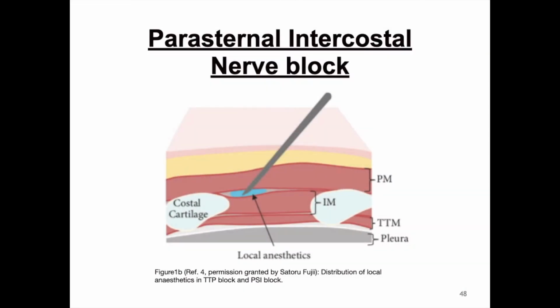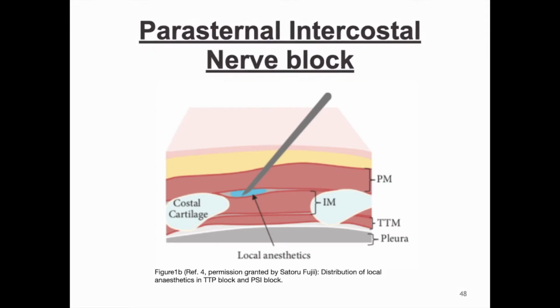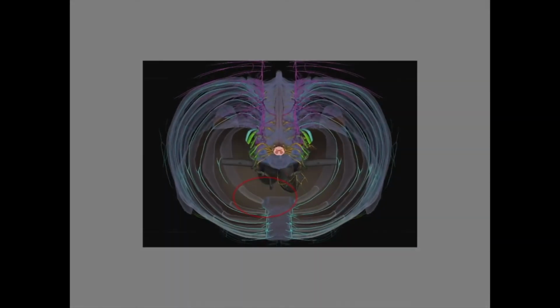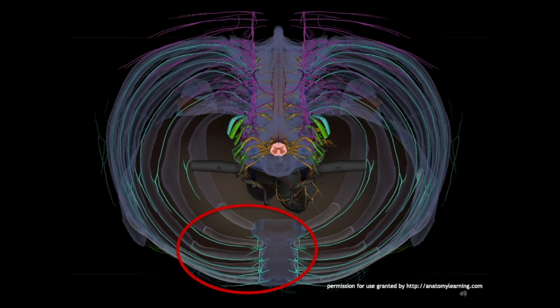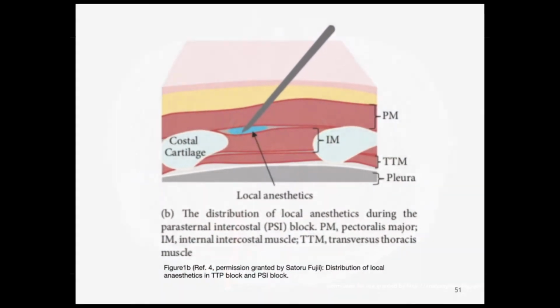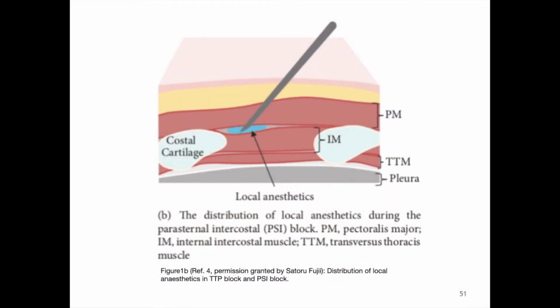The parasternal intercostal nerve block was first described by McDonald and co-workers in 2005 and targets the anterior intercostal nerves just lateral to the sternum, as shown on the slide. We will now look at a sagittal parasternal cross-section to understand the parasternal intercostal nerve block, which we will call PIN block during this presentation. Local anesthetic is injected into the plane between the pectoralis major and the internal intercostal muscles.